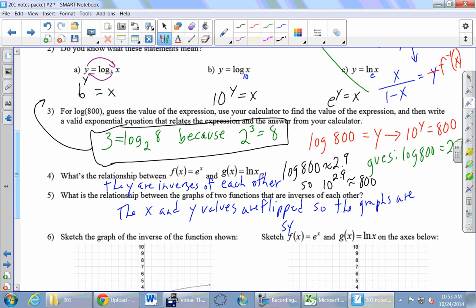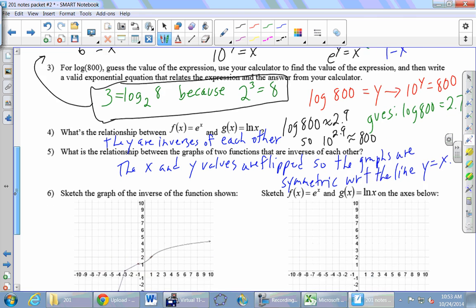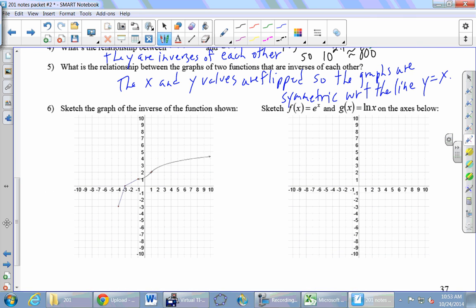So the graphs, it turns out, are symmetric with respect to a certain line. That's it. Two graphs are symmetric with respect to the line y equals x. Okay, so that's probably buried someplace in your memory banks somewhere. And let's see if we can convince you of it by just looking at a picture.